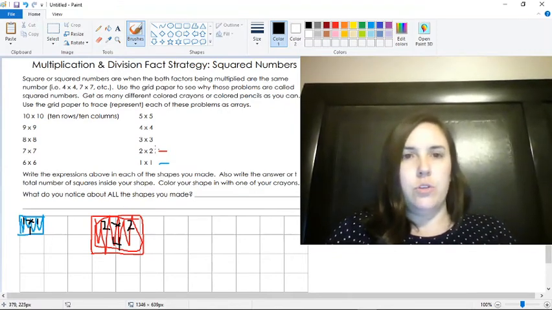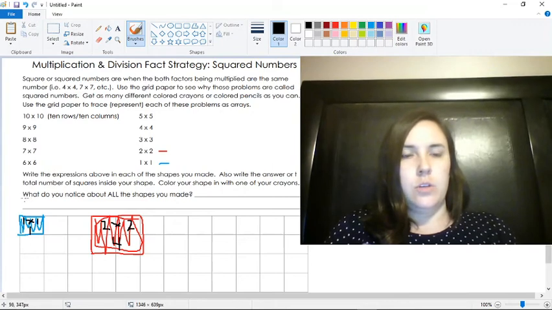So then you're going to do that with the rest of these. You have 3 by 3, 4 by 4, all the way up to 10 by 10. Then they want you to answer the question, what do you notice about all the shapes that you made?